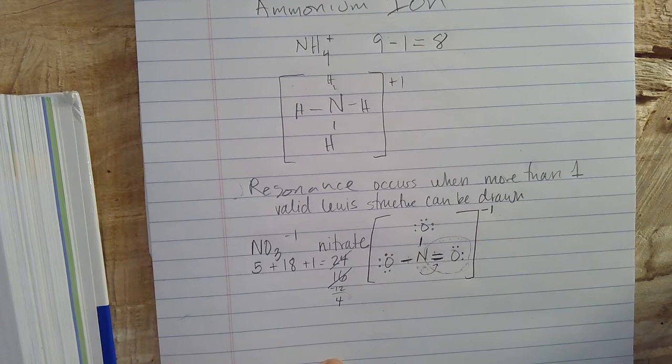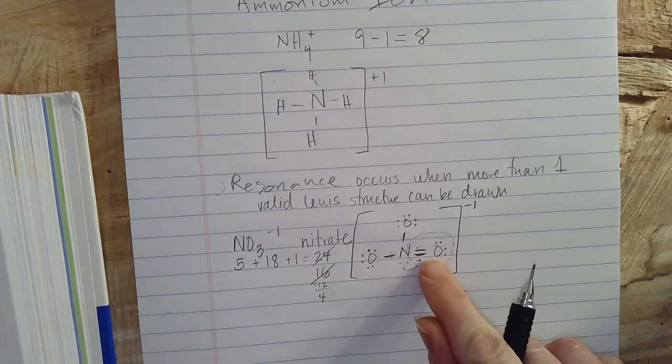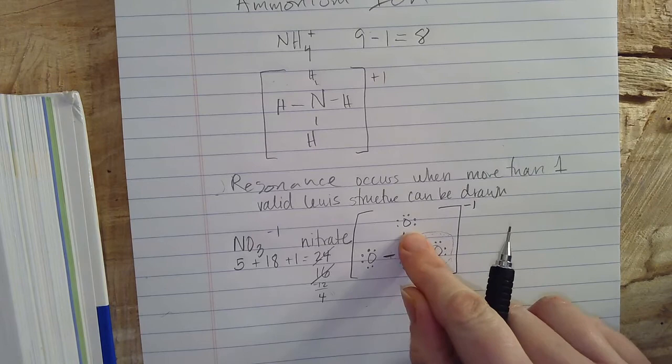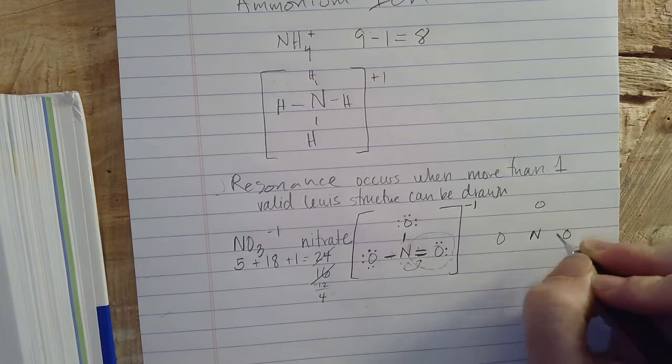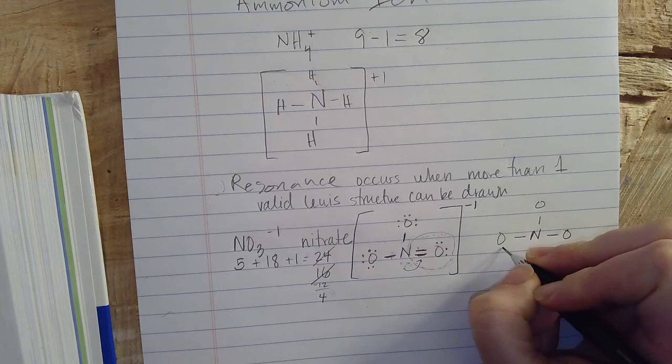Okay, now that's nitrate, but here's where the resonance comes in. Remember that I chose that this oxygen would get the double bond. But what if I had chosen that this oxygen would get the double bond? I'm going to start again. 3 oxygens, single bond, single bond, single bond. I'm not going to put that lone pair in because I know that's going to end up getting shared.